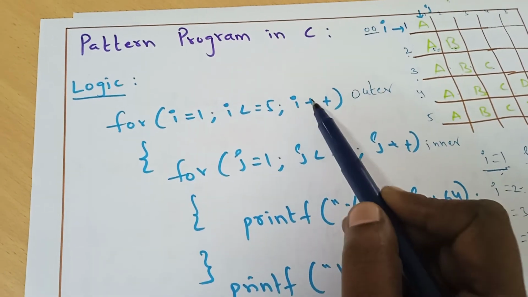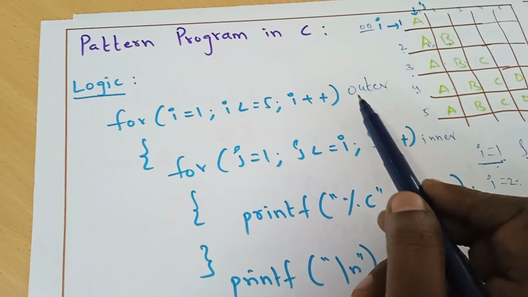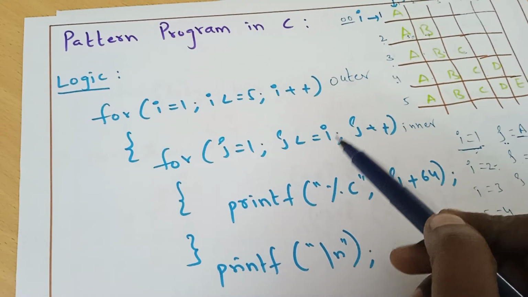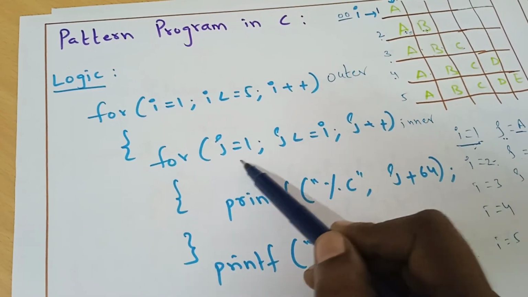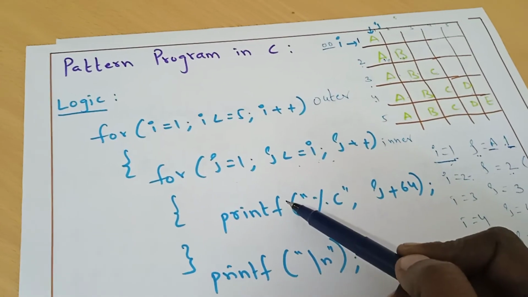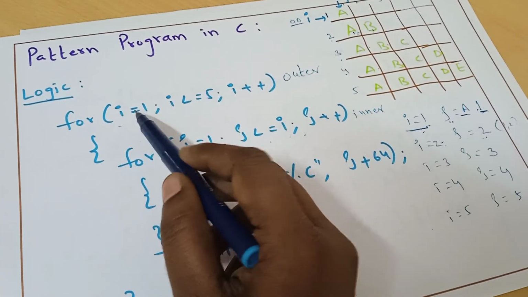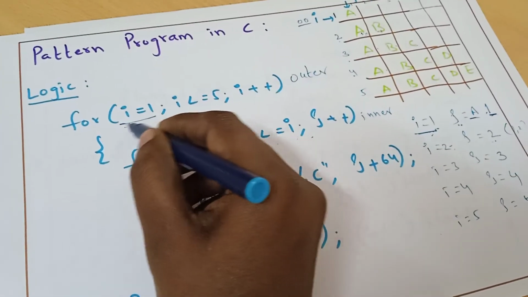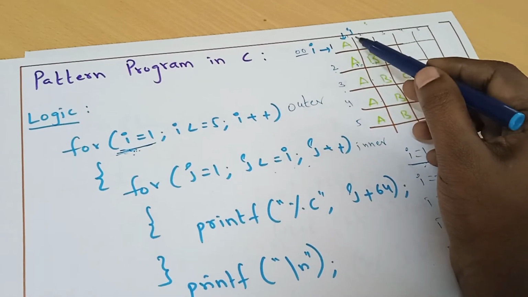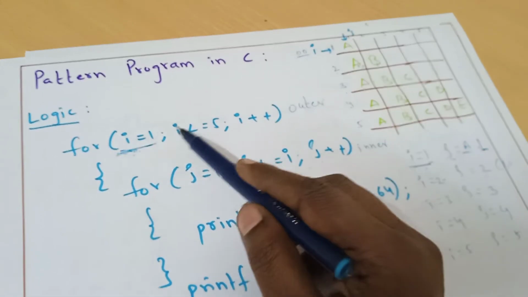This outer loop is to iterate the number of lines, so in each line I should print some output. That output is this: the J loop is to visit the alphabet. Now let's trace this program. I is equal to 1 means first line. In the first line, what value do we want to print? A. I wanted to print this A value.